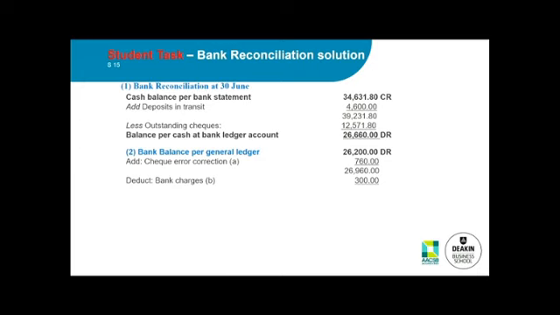So right now, after we added 760, we have 26,960. But the $300 we have in the bank statement as an expense, that's a bank charge, right? But we haven't recorded it in our books, so we have to adjust for it. And so by deducting $300, we get to the exact same balance of $26,660.